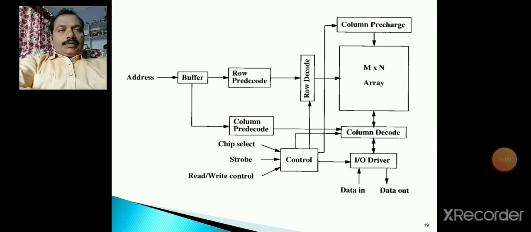So this memory is dynamic memory, hence column precharge circuitry is included in this, because to refresh the dynamic memory is necessary because the data is lost after some time.